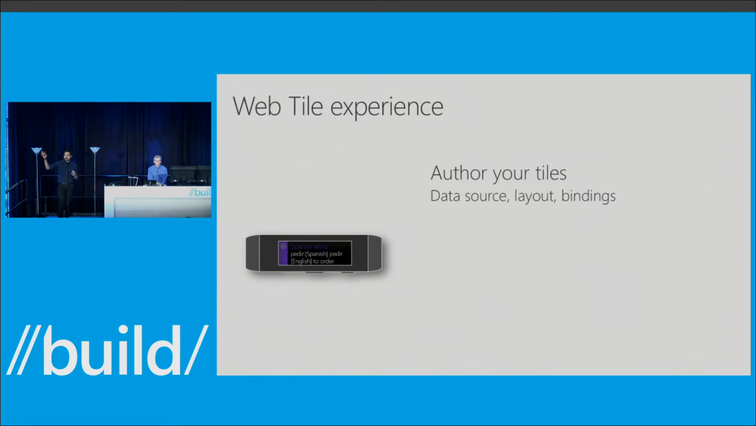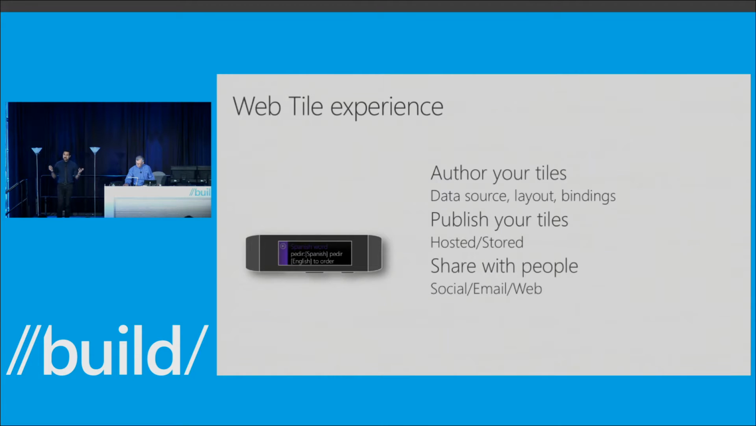So you have data that's coming from the internet, you have a layout that you've created, and you want that layout to somehow show that content. You basically bind some of the parts of that content using that layout, and it'll show up on the Microsoft Band. Once you've authored your tile, you can publish it, host it, and store it however you want. You can share it with people using social media, email, or just by sending URLs. And then let the Microsoft Health app do the rest of the work for you.